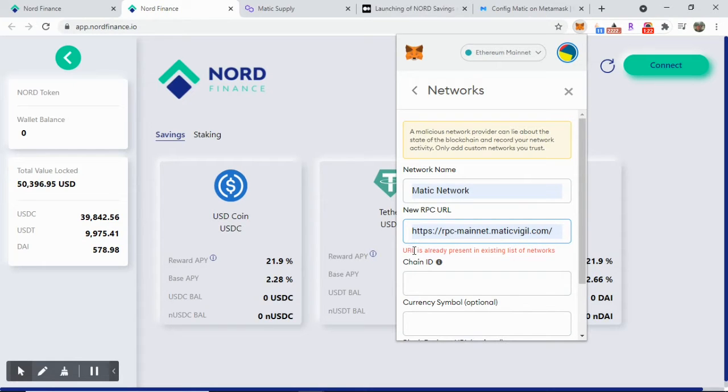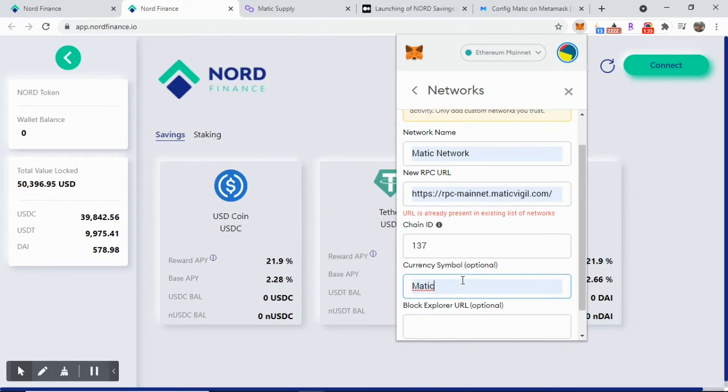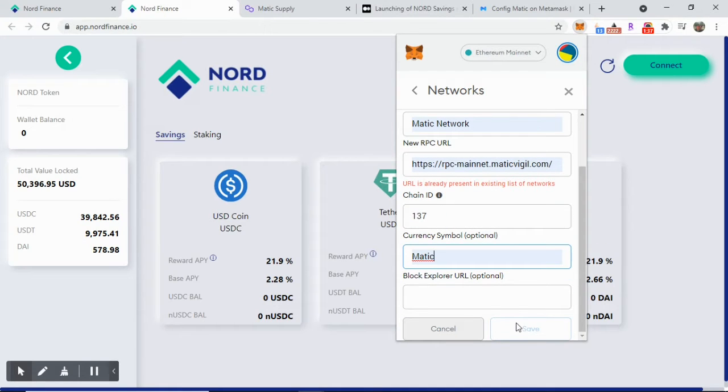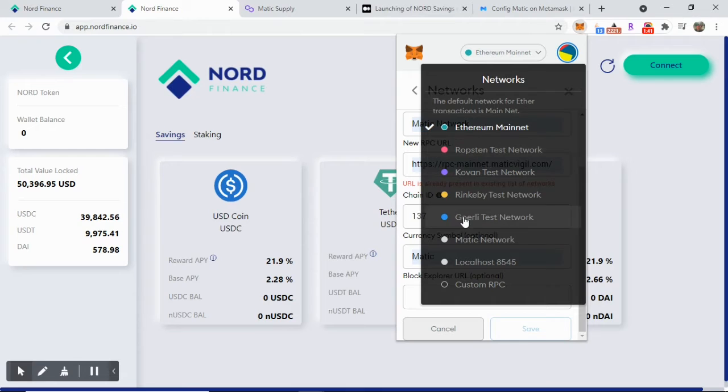So it's going to give me this message because I already have this network configured. Chain ID is 137. For currency symbol, enter Matic. And click Save. Once you're done setting it up, you can click over to the Matic network.